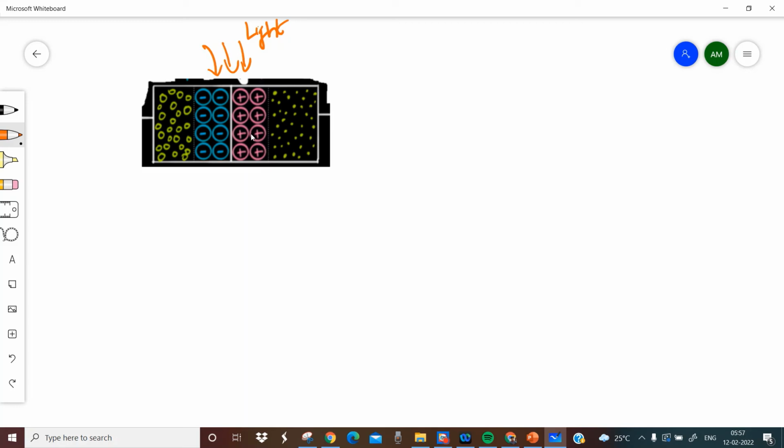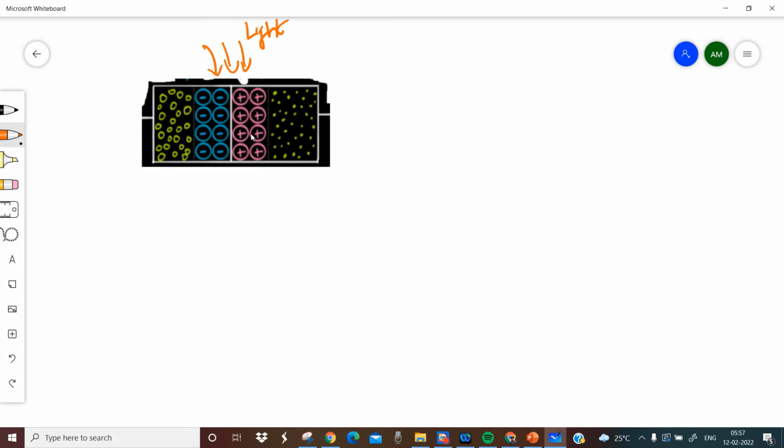When the light falls on this PN junction, what will happen? There is no biasing. No external voltage is connected. Simple one PN junction. Okay? Just light is falling on the junction. What will happen? You think? Think and tell me.